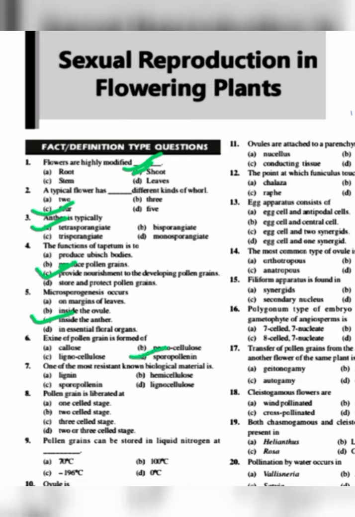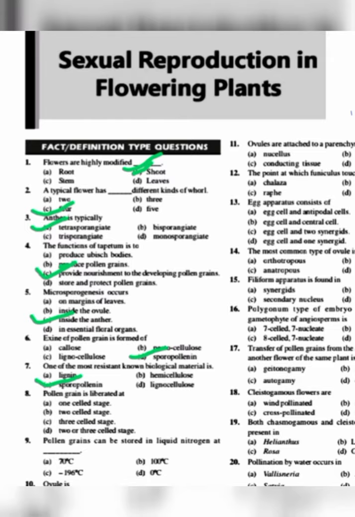Number 7. One of the most resistant known biological materials is A, lignin; B, hemicellulose; C, sporopollenin; D, lignocellulose. What we know about this one is that sporopollenin is the tough, resistant biopolymer that coats the outer walls of pollen grains, spores and related microorganisms. It is considered the most resistant organic material known and accounts for the morphology, microstructure and geological preservation of palynomorphs and organic microfossils. So the answer of question number 7 will be C.